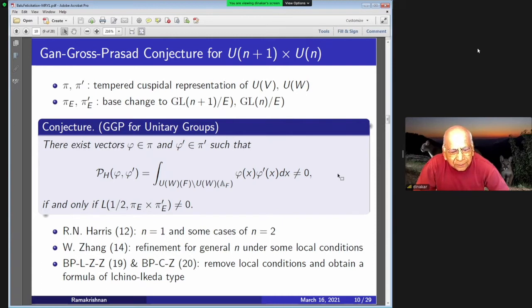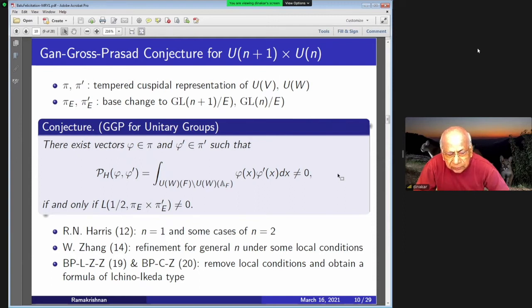So anyway, this conjecture is known for n equals 1, and in some cases of n equals 2, it was done by Neal Harris, who was a student of Gan. And then Wei Zhang did a refinement under some local conditions.